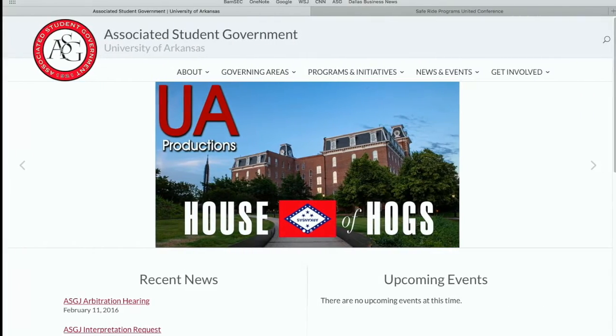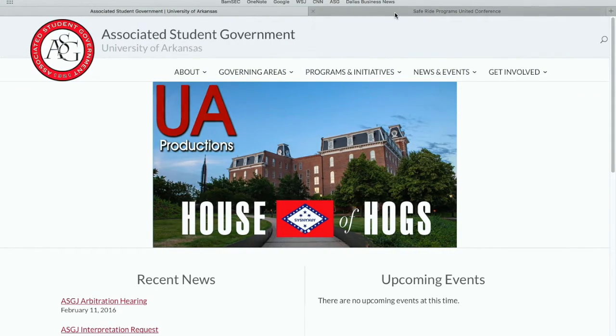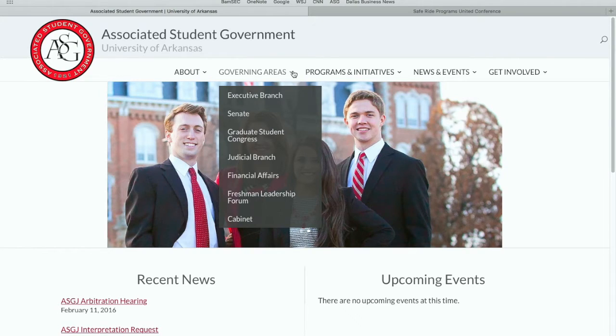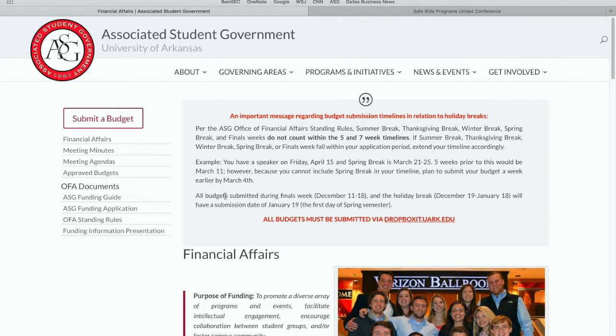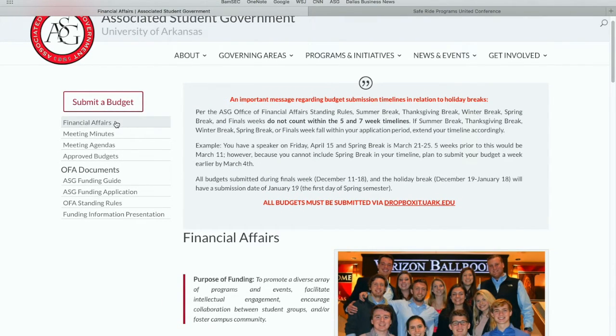And then we're going to navigate over to the ASG website. And so I mentioned earlier the Dropbox and how you submit that. Really quickly, I'm going to show you the documents that you can find on the ASG website. And so any minutes that we have, agendas, approved budgets are all over here. The ASG funding guide is a document that you can look at that sort of walks you through the process that I just did, just in a paper format. The ASG funding application is what we just filled out. The OFA standing rules, a very important document that you should look over to make sure that no rules have changed. And then the funding information presentation, which we also went over earlier.